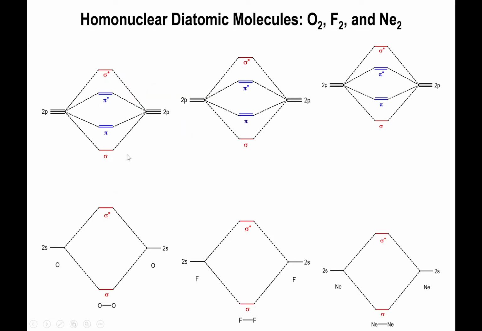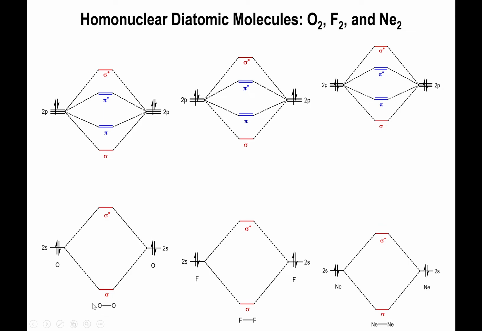Alright, and pretty much the diagrams for dioxygen, difluorine, and dineon will follow this approach. You have your sigma, sigma star, sigma, pi, pi star, sigma. And the separation energy gets greater and greater when you go farther and farther out. Now the interesting thing is that if you actually put in the electrons, right? Oxygen by itself has 6 valence electrons. 2 are in the 2s, 4 are in the 2p.